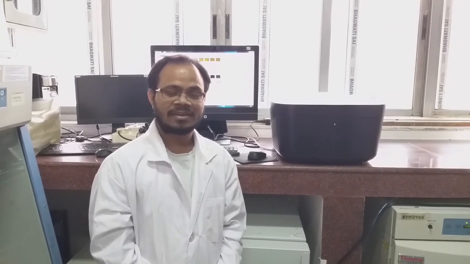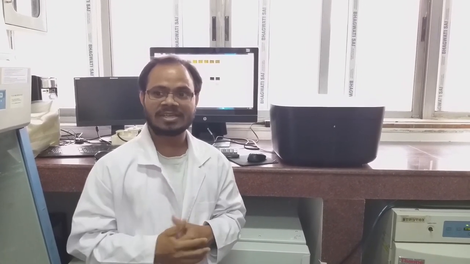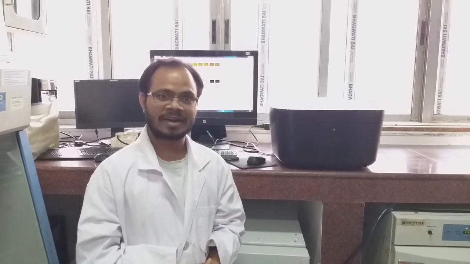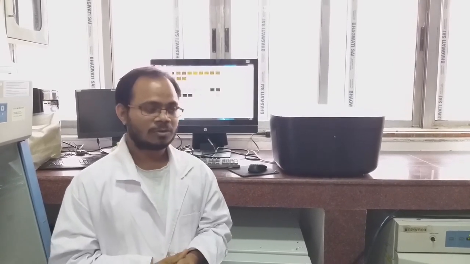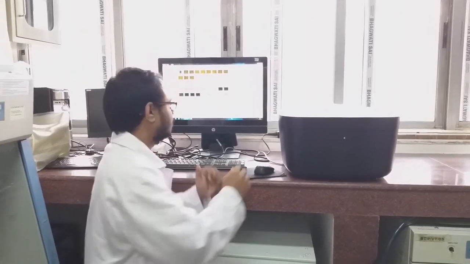We have successfully transfected the cells. Now we will try to analyze whether the transfection is successful or not. So I will show some of the images I have taken after this transfection. So let's see.